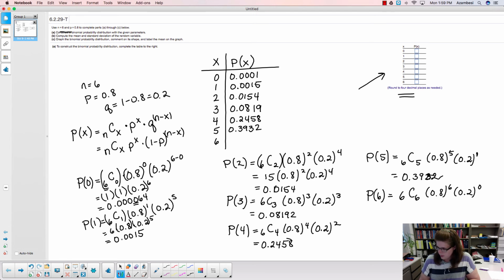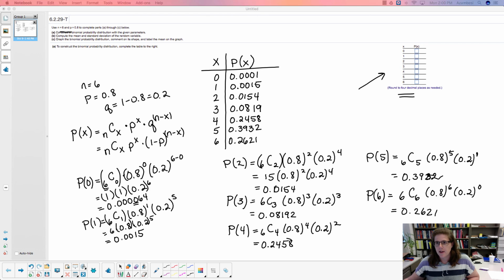And the last one, 6 combination 6 is 1. The last one simplifies really to 0.8 to the 6th power, 0.2621. I hope you find this helpful, and let me know if you need any further assistance with this or problems like it. Thank you.